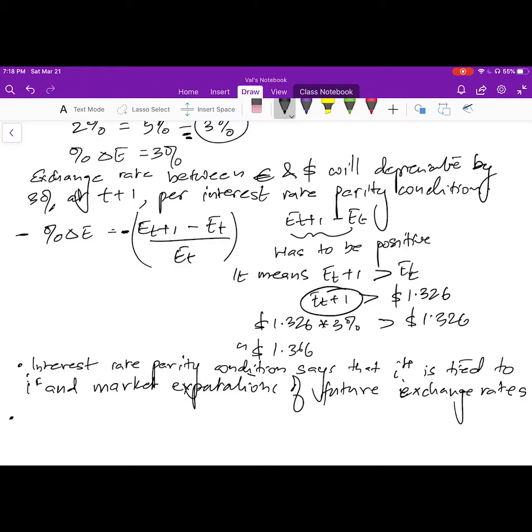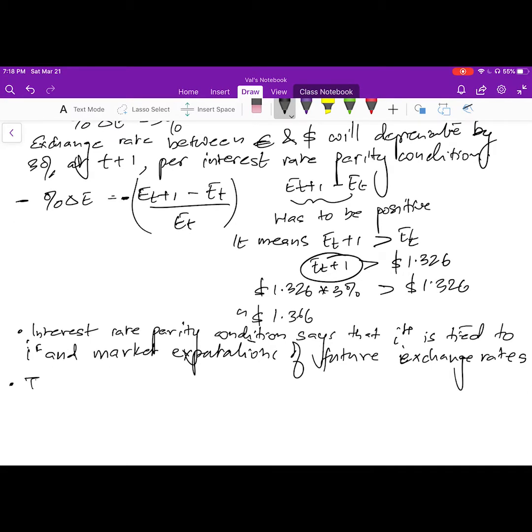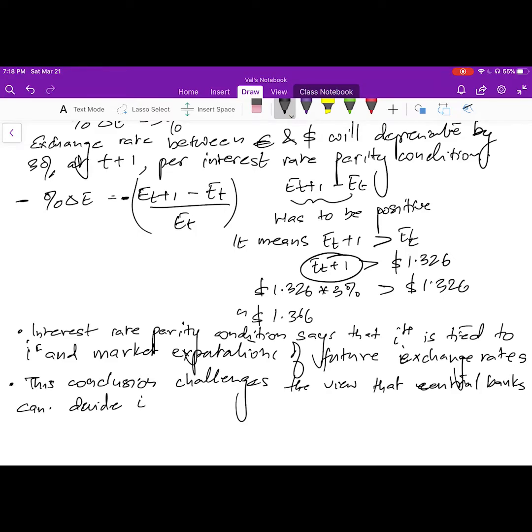Okay. Now here's the kicker. This conclusion challenges the view that central banks can decide interest rate and that the financial markets will find an equilibrium.